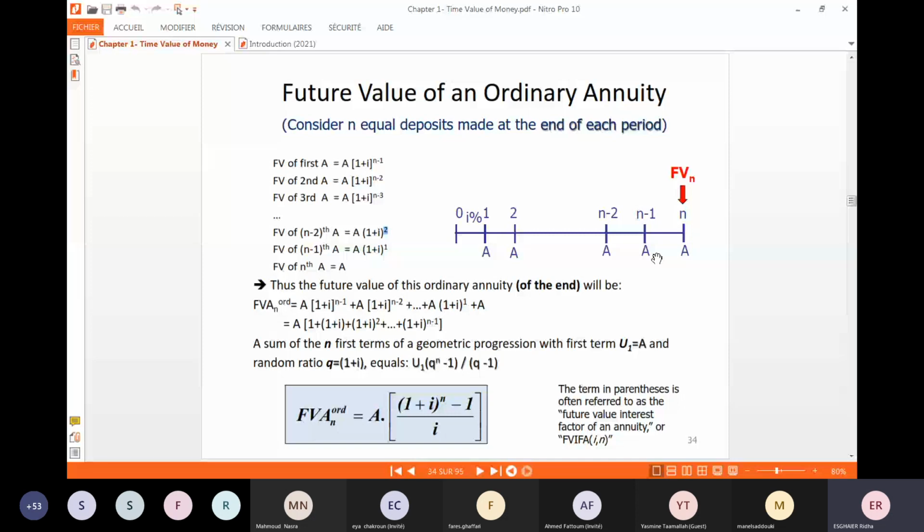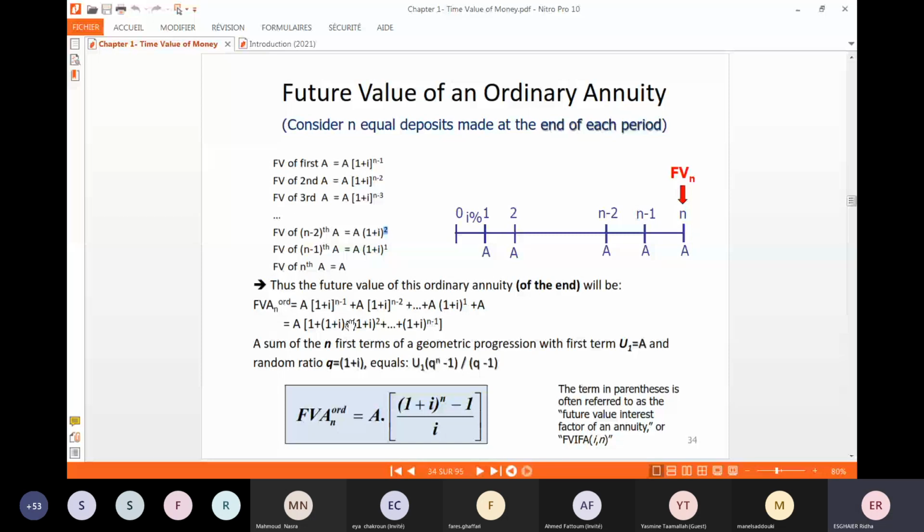The n minus 1 amount, A, is compounded for an additional year. From n minus 1 to n, we have n minus (n minus 1), which gives you the power 1. The last A will not generate any interest, because the power will be 1 plus i power n minus n. N minus n is the same as n power 0. It will remain the same. It will not generate any interest. So the future value of all these A's is simply the sum of what we got here.